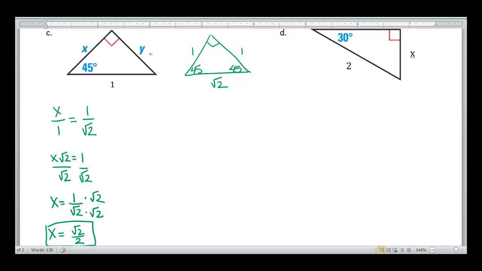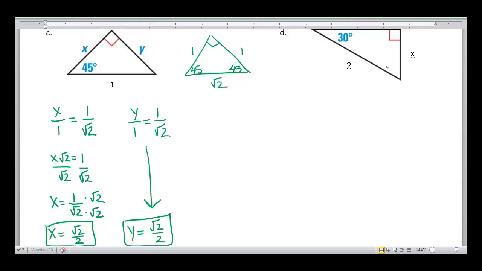Since y is going to be the same exact proportion, y corresponds to 1, and again the 1 I was given corresponded to the root 2, we could go through the same process and get y to be the same length of root 2 over 2. Which, remember, on a 45-45-90 triangle, it's isosceles, meaning the two legs should be the same length.